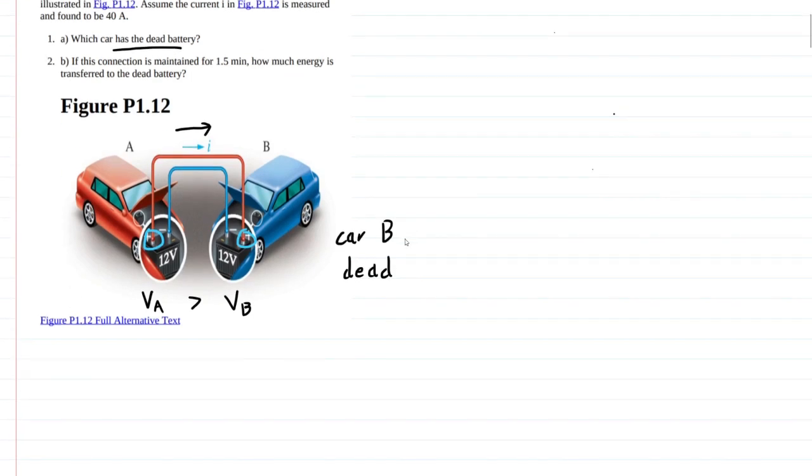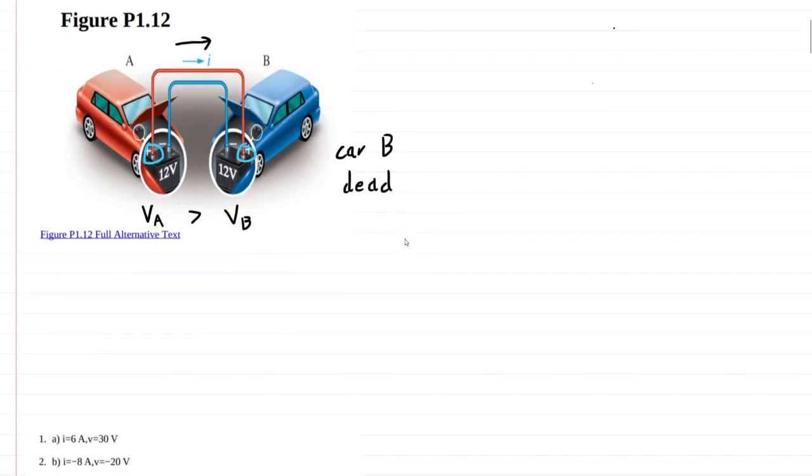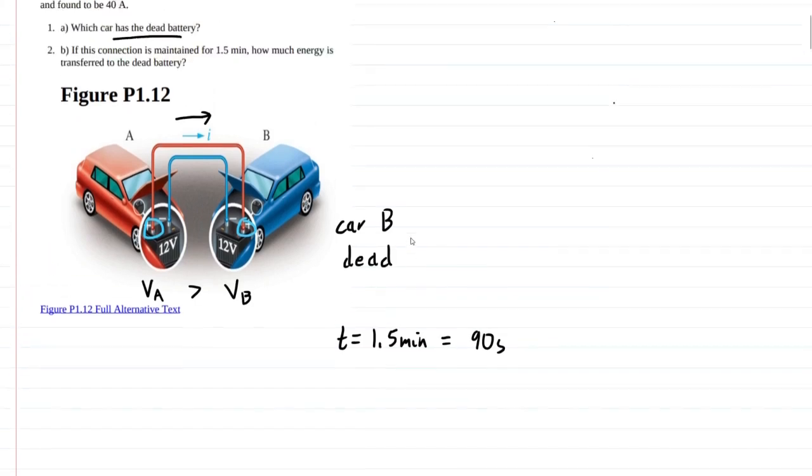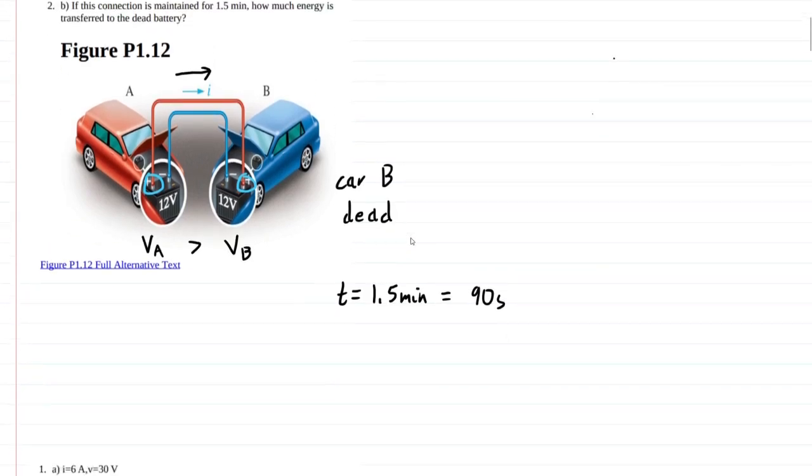So to find out how much energy is transferred to the dead battery, we're given that the time is 1.5 minutes. We're going to convert it to seconds because the unit for energy is joules, and it doesn't have minutes in there, it has seconds. So that's 60 times 1.5, which ends up being 90 seconds. So the time we have connected is 90 seconds.